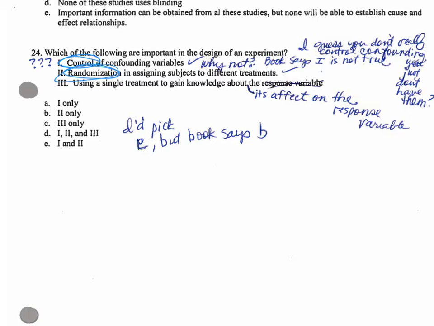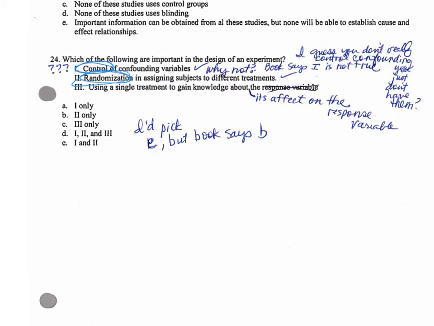The only thing I can think of is they're being all picky and saying you don't control confounding variables, you just don't have them. So, I don't know. But anyway, I would have picked E.